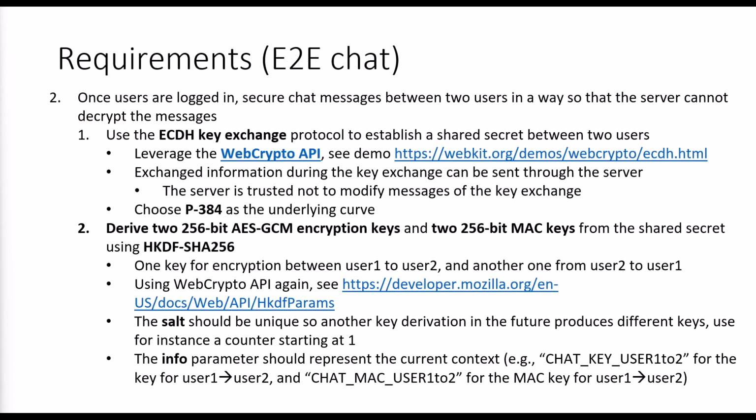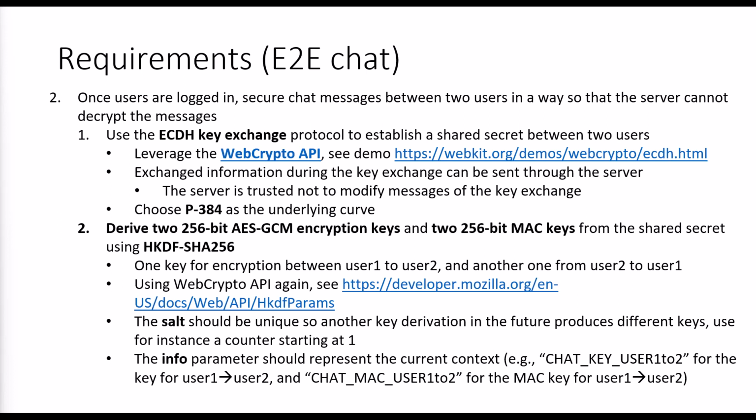Next, you have a list of requirements about the end-to-end encrypted chat. Once users are logged in, you should secure chat messages between two users in a way so that the server cannot decrypt the messages. You should use elliptic curve Diffie-Hellman key exchange protocol to establish a shared secret between two users. In order to do that, you should leverage the Web Crypto API, which is an API accessible on modern browsers. Okay, you don't need to import anything, it is given to you by the browser. I included a demo link over there that demonstrates how to do that. The link Web Crypto API gives you access to the documentation on this API.